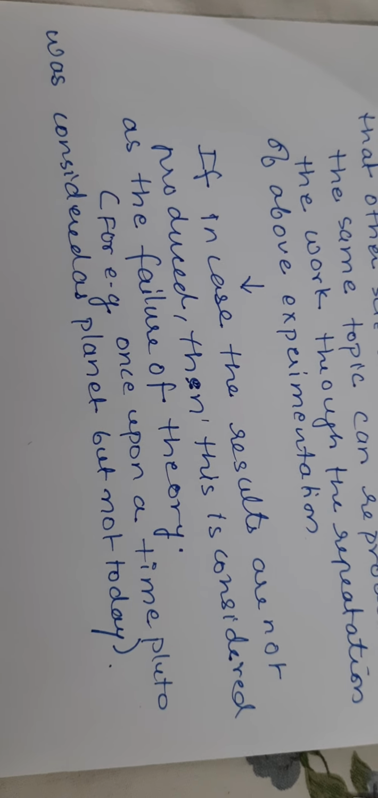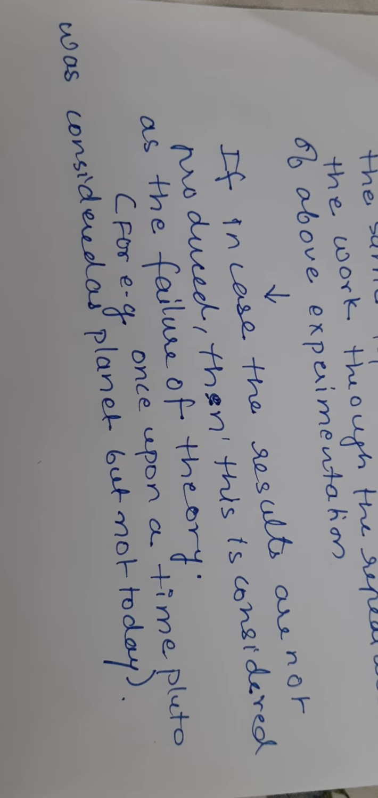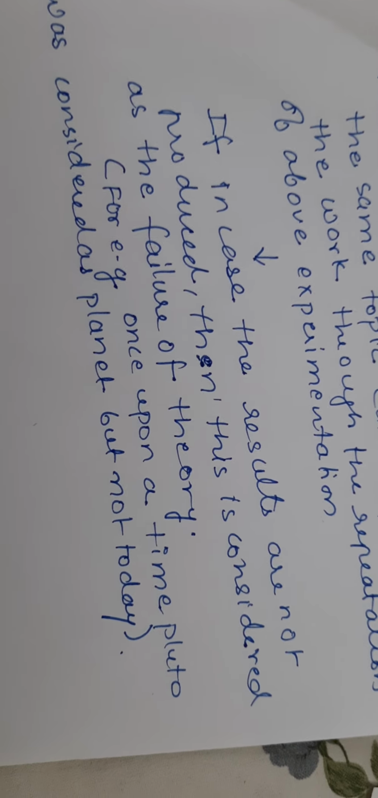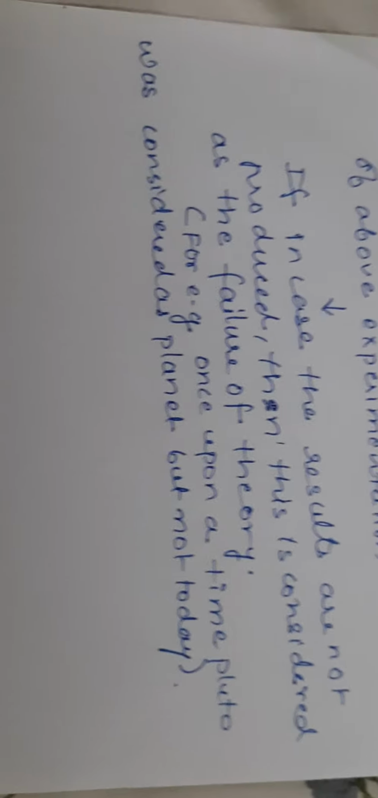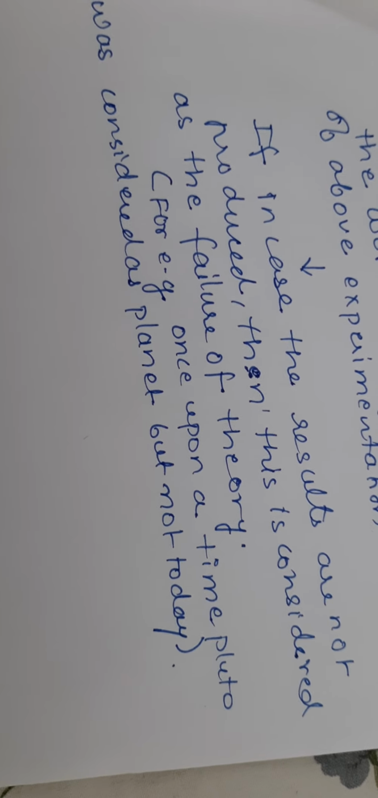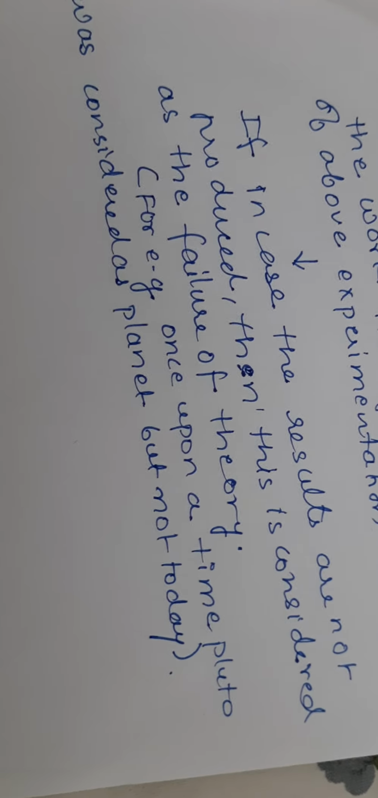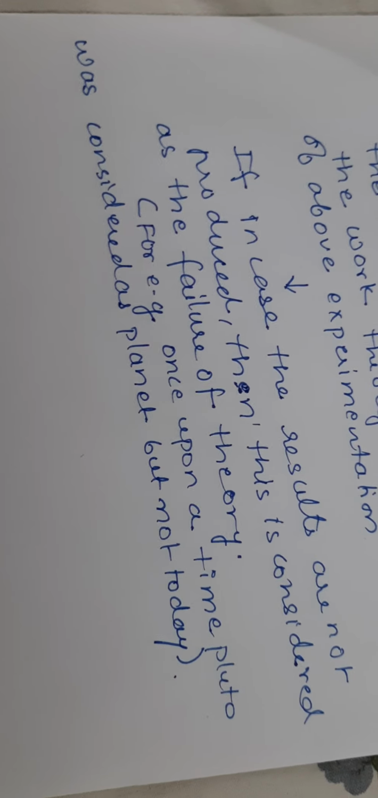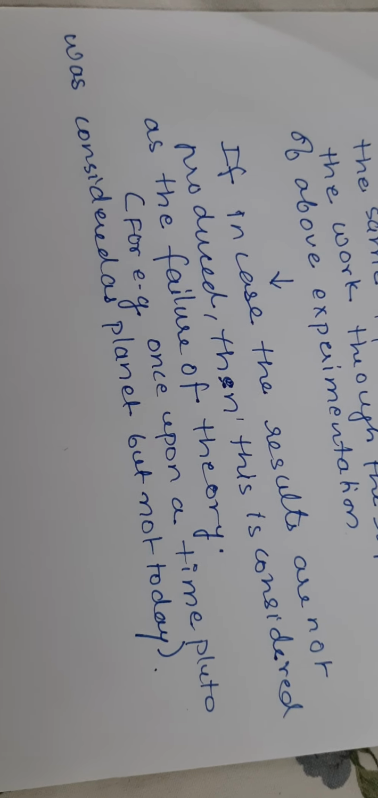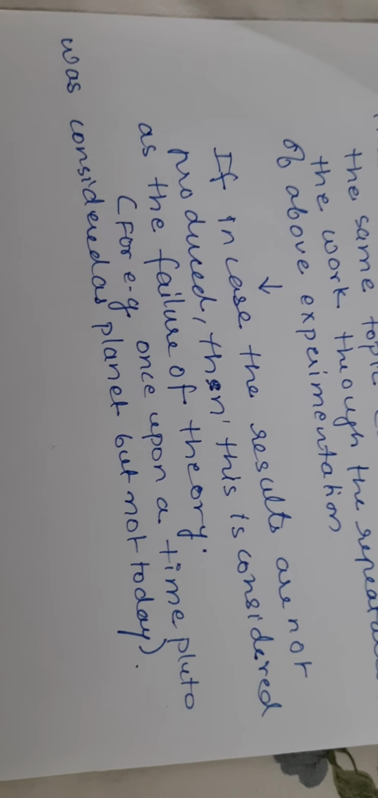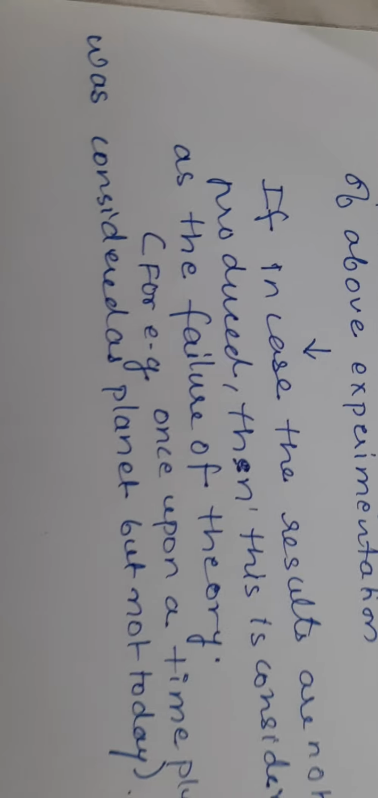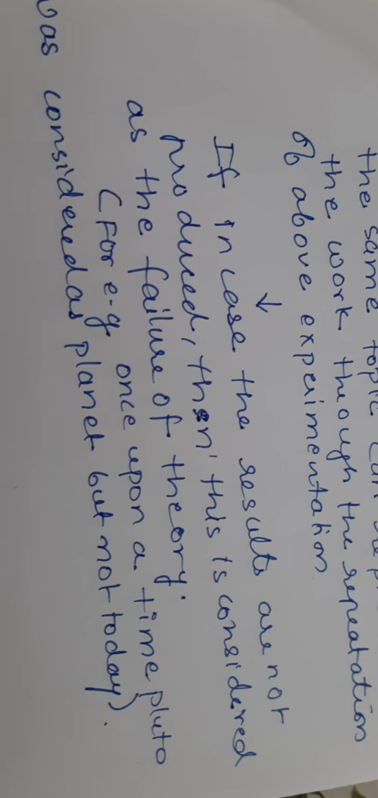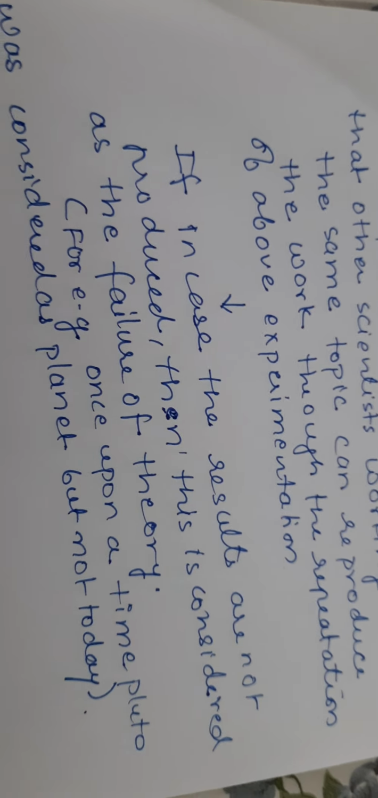So whatever theory I put in, okay, and if the results are not reproduced, then this is the failure of my theory. For example, once upon a time Pluto was considered as one of the planets, but today it is no more a planet. Okay, earlier it was supported with a number of reasons that it is a planet. Today the theory is discarded with a number of reasons that it is not a planet anymore. So this is the scientific approach that one should have when you are studying any subject of science. Thank you.